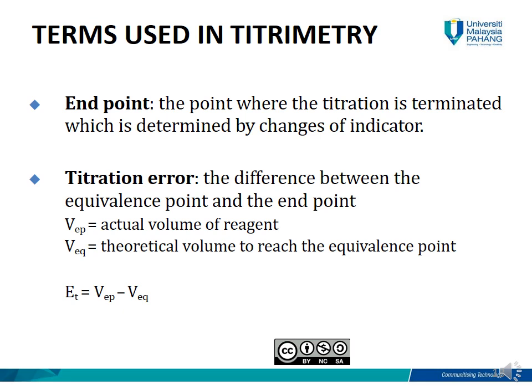Next is the titration error, the difference between the equivalent point and the endpoint. This is something we need to include when we do titrimetry. The titration error equals the actual volume of reagent minus the theoretical volume to reach the equivalent point. You can simply use this formula whenever you do any kind of titration to identify the titration error.